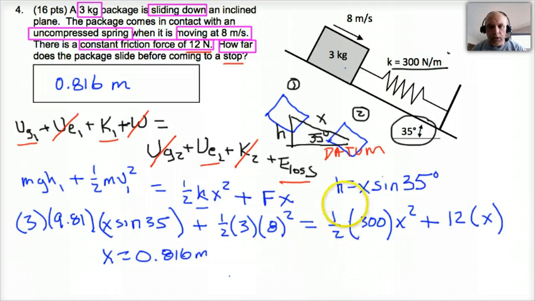Key points here were to relate the height and the distance, get the correct term for the friction loss, and just keep track of everything.